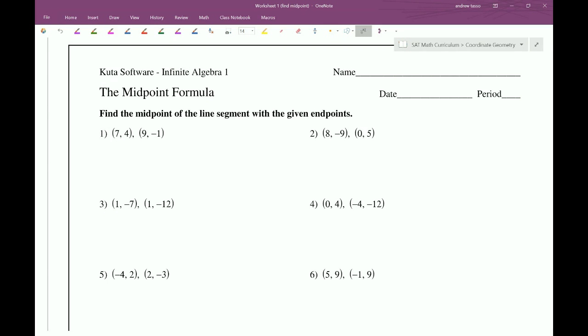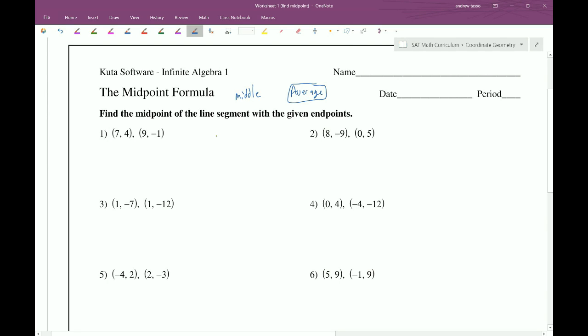Okay, so the next thing that we're going to look at is the midpoint formula, and this one is pretty straightforward. When you think midpoint, I want you to think middle. And when we think middle, sometimes what we would think is average, and that is the correct intuition here.